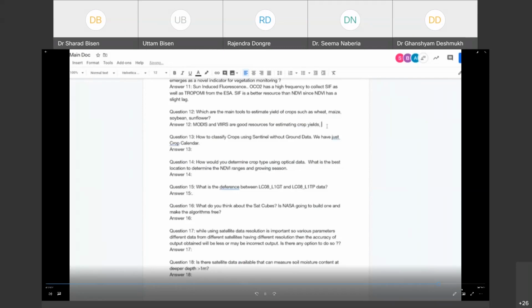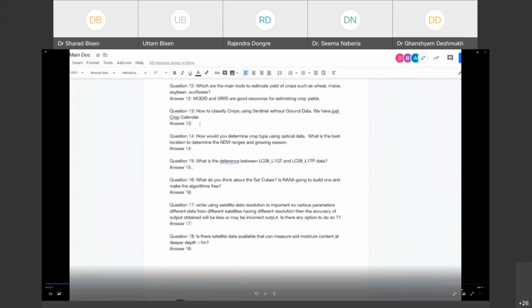So question 13, how to classify crops using Sentinel without ground data. We have just the crop calendar. So that is more of a challenge. In situ data is very valuable in terms of accurately classifying crops.